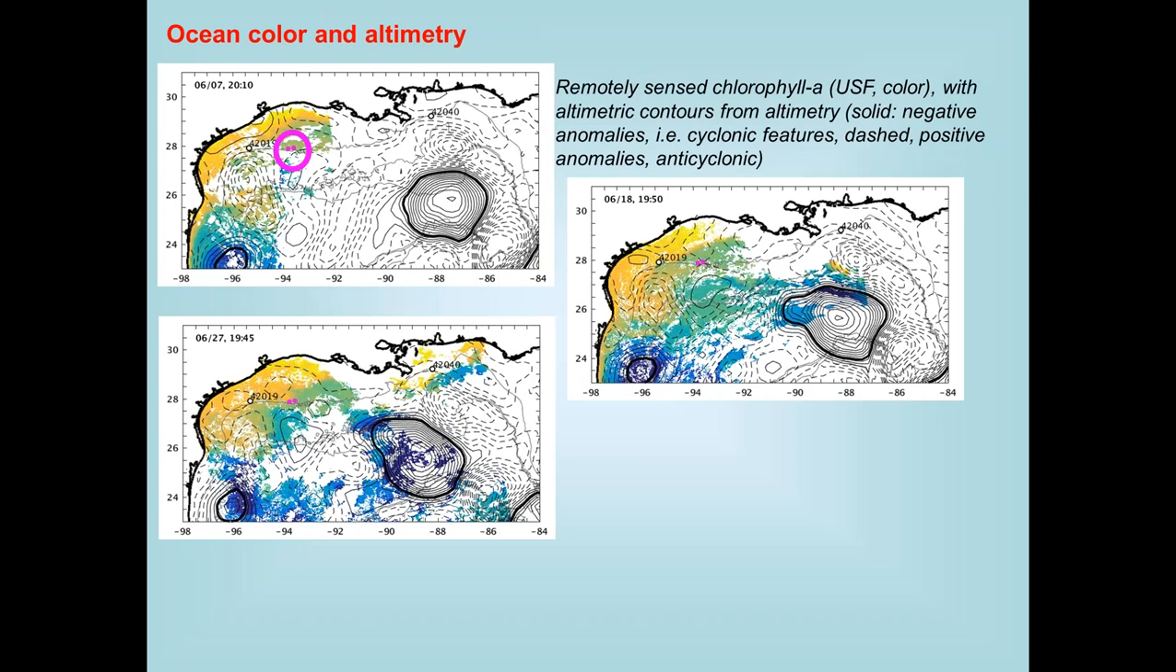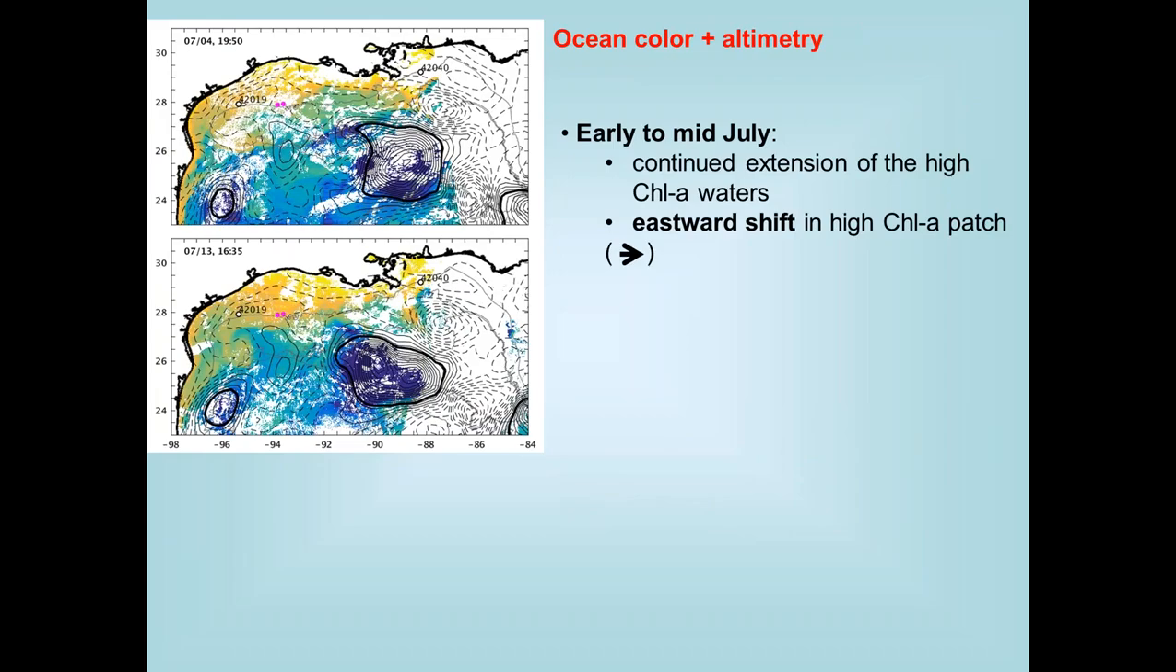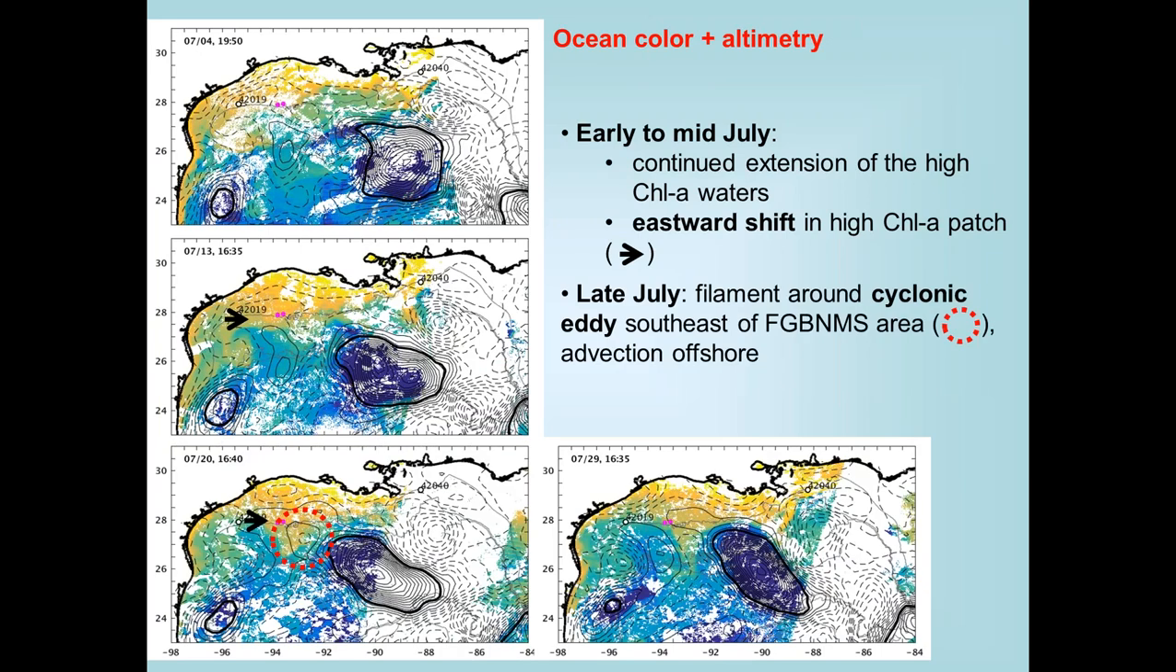Initially in June, we see quite a large signature of high chlorophyll coastal waters along the northwestern Gulf and Texas coast. And in June, there was a quite rapid extension of that patch that was initially along the coast, first southeastward, to the point that it reaches the Flower Garden Banks probably around late June. And in July, we saw again the continued extension of these patches of high chlorophyll waters, but more in the shape of a shift of the high concentration waters from the coast offshore. And during that time, the sanctuary was under the influence of these coastal waters.